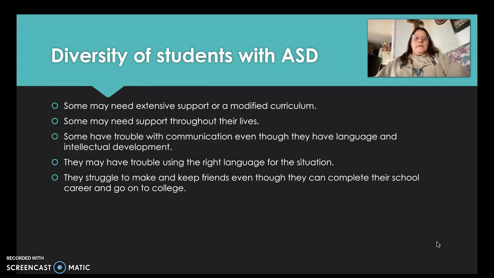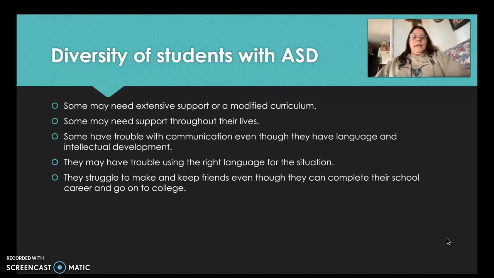Some may need extensive support or a modified curriculum. That means that we have either paras come into the classroom, or as a general education teacher, we can modify their assignments. They may need extra time to get ready for and during transition times. And some may need support throughout their lives, just with daily routines and things like that.